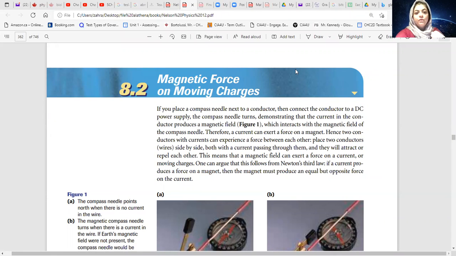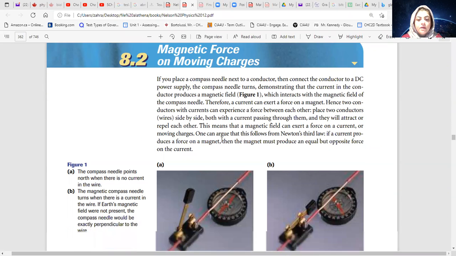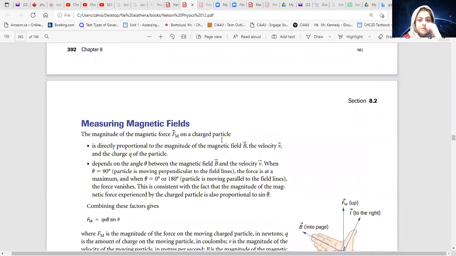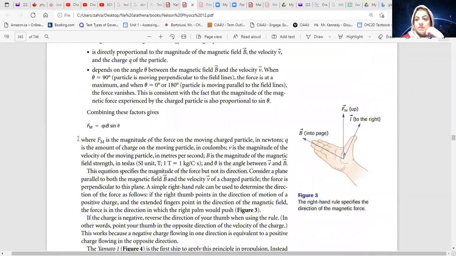6.2 Magnetic force on a moving charge. Here you have a charge moving in a magnetic field. The force it experiences is equal to Q, the charge, V, the velocity of that charge, B, the magnetic field present, and sine theta, where theta is the angle between the velocity, the direction of the movement, and the magnetic field.